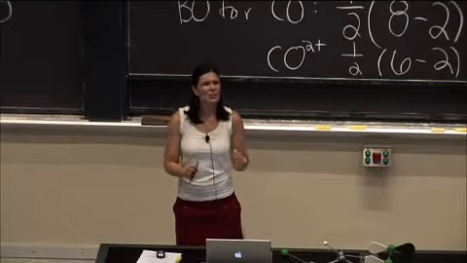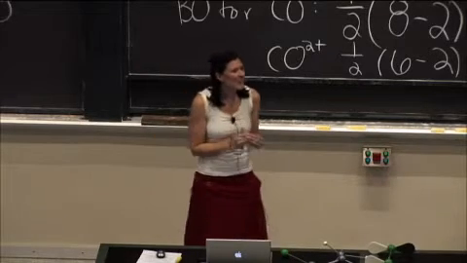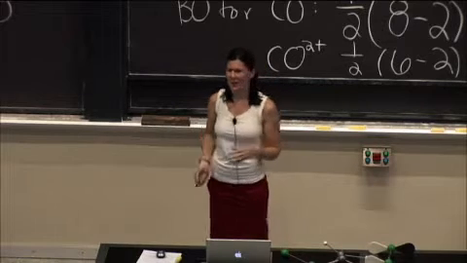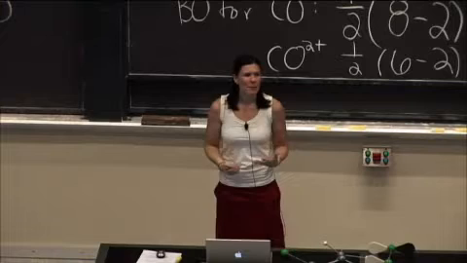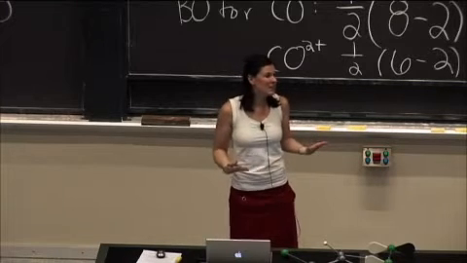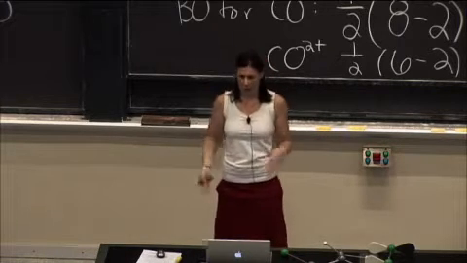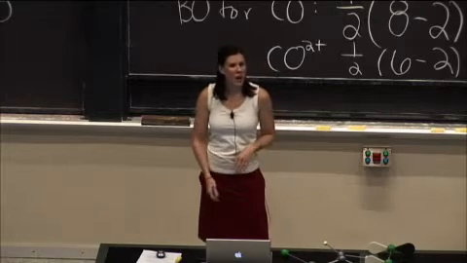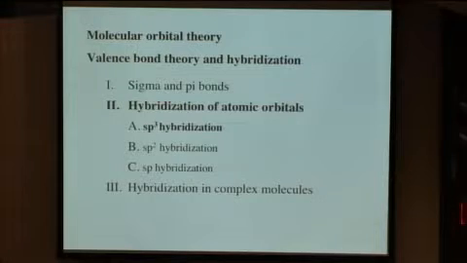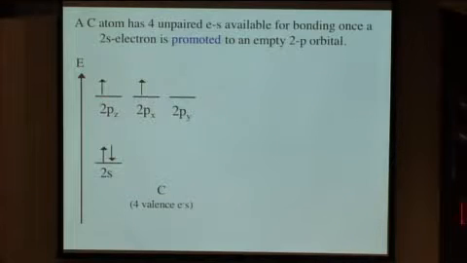We're going to need to tweak our explanation here and take into account another factor, and that factor is the fact that we know that we must have 4 unpaired electrons in carbon if we're going to form 4 bonds. So the way that we can explain this is through something called electron promotion and hybridization of atomic orbitals. So let's take a look at what we mean by this.